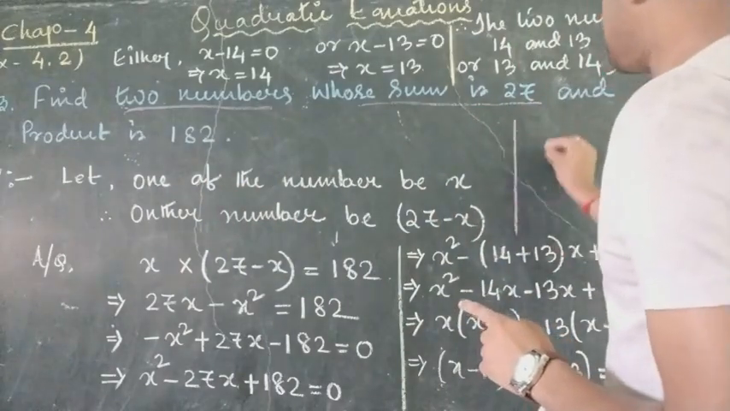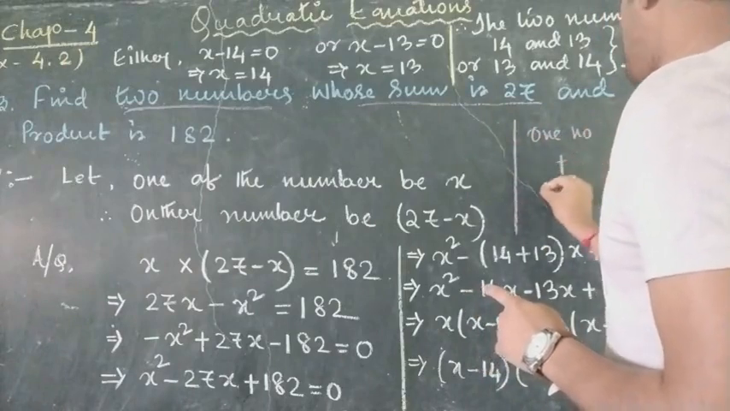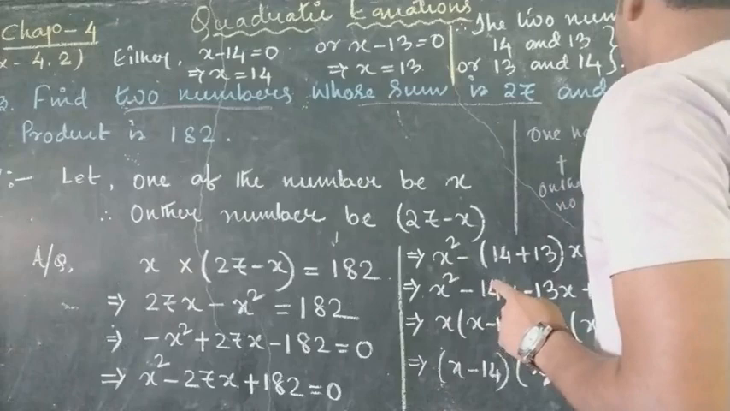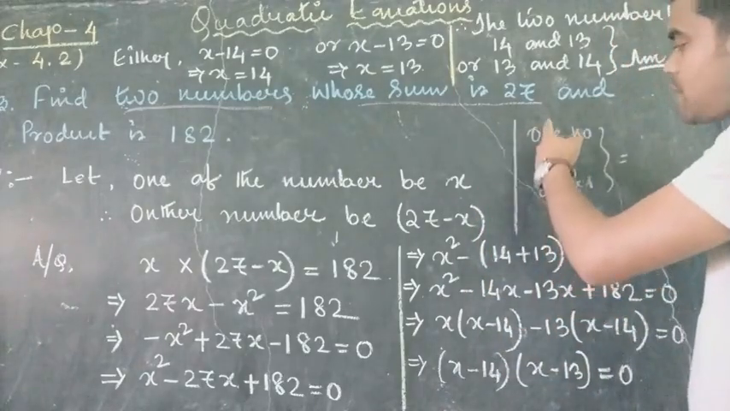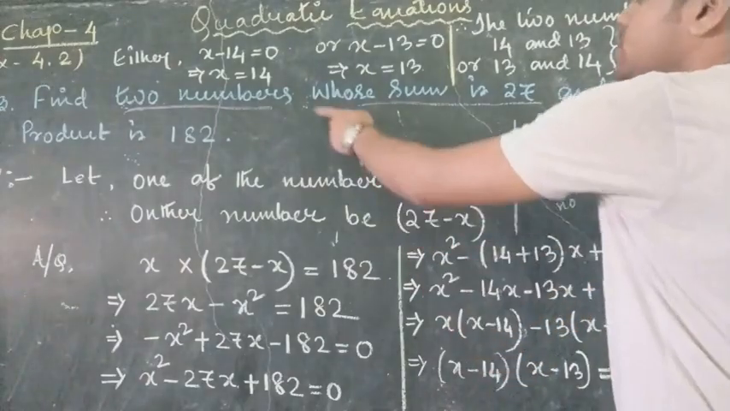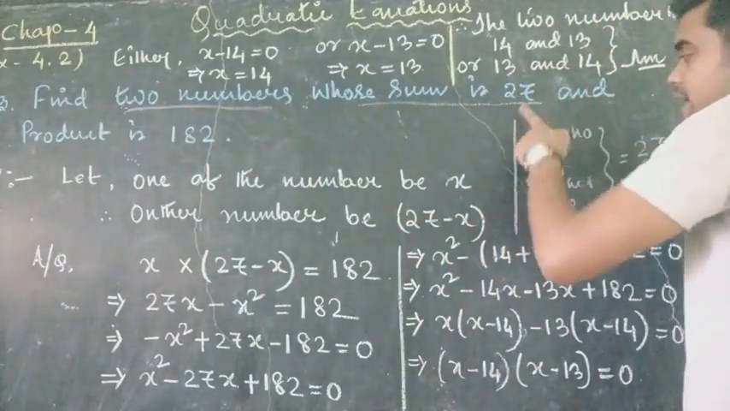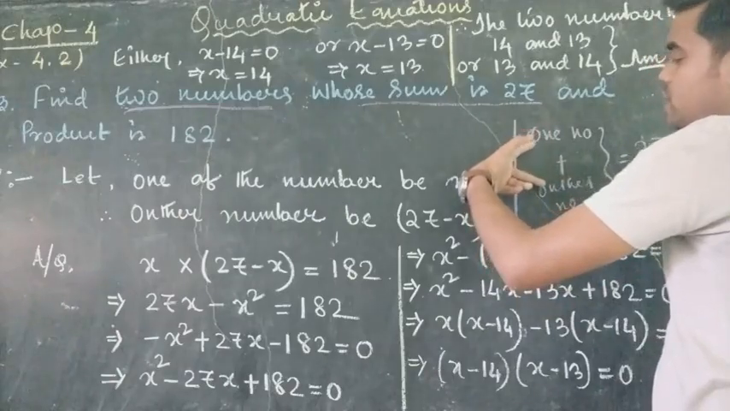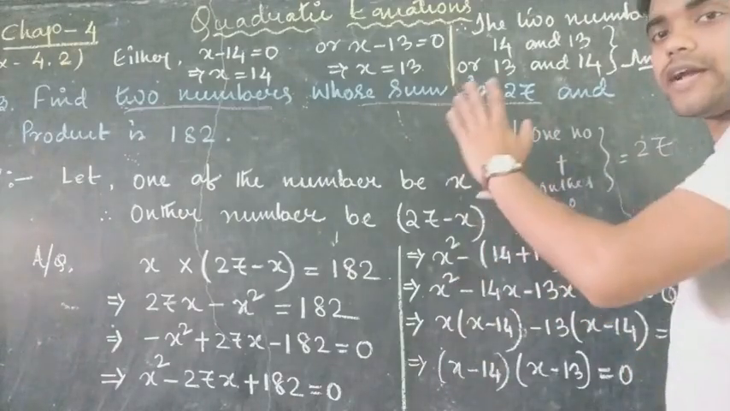If you can imagine two numbers, this is one number plus another number, and the summation of one number and another number is always 27 according to this question. That means two numbers whose sum is 27, and when we add these two numbers we get 27.